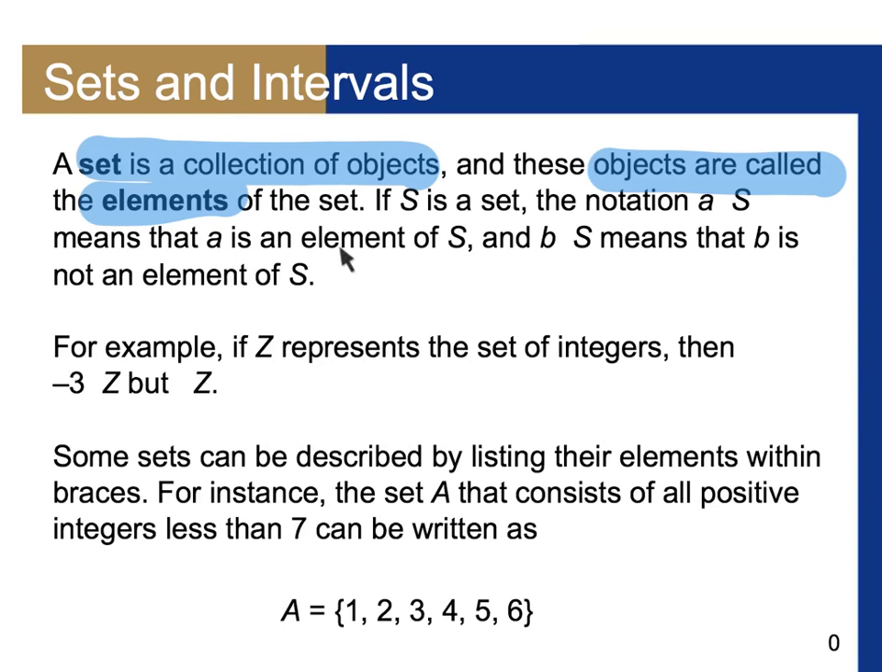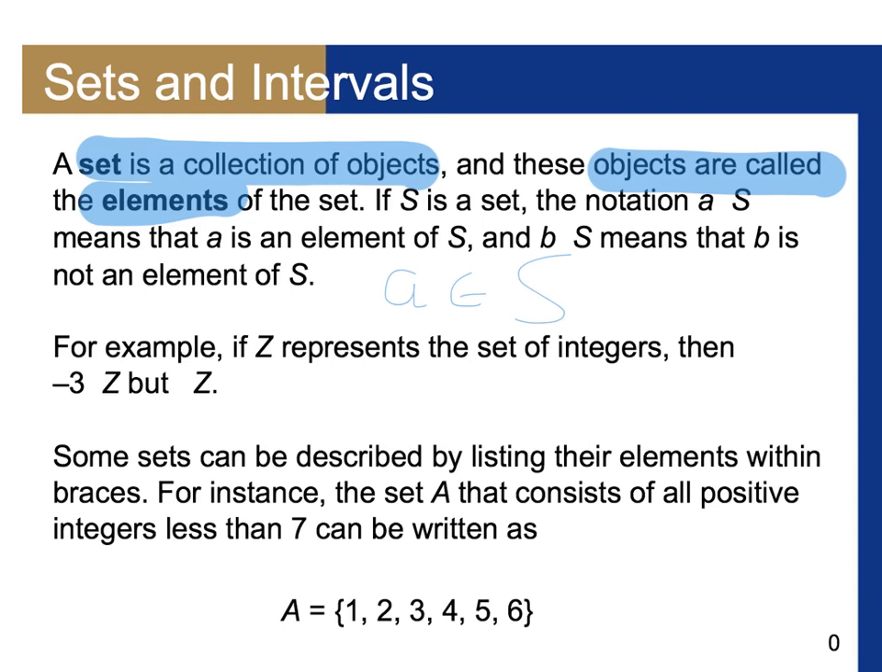So we say a is an element of S. We could write it like this: a is an element of the set S. You can see that. So that means a is an element of the set S.